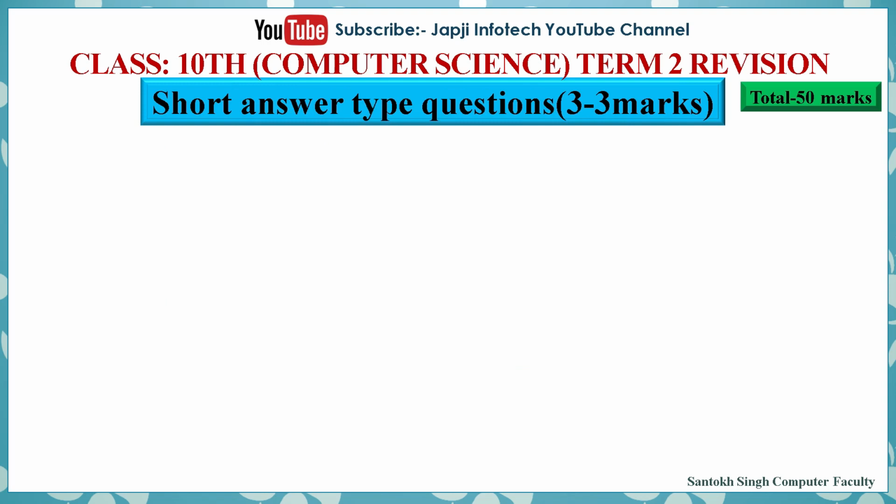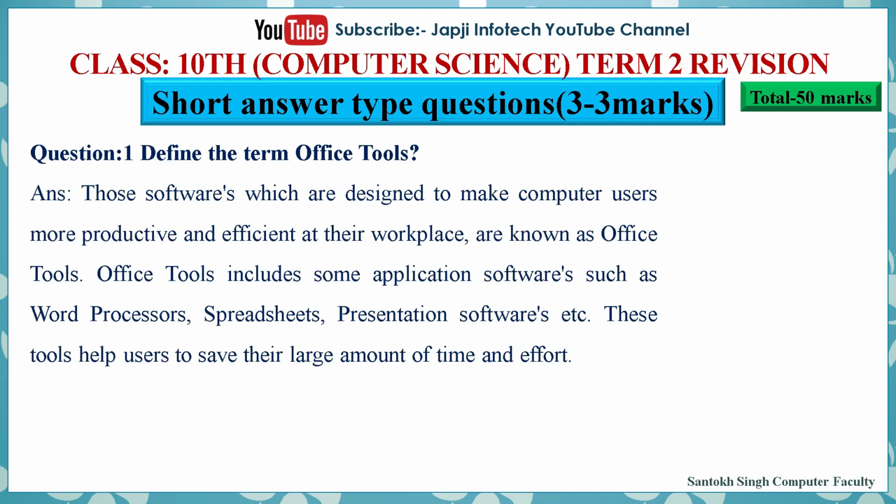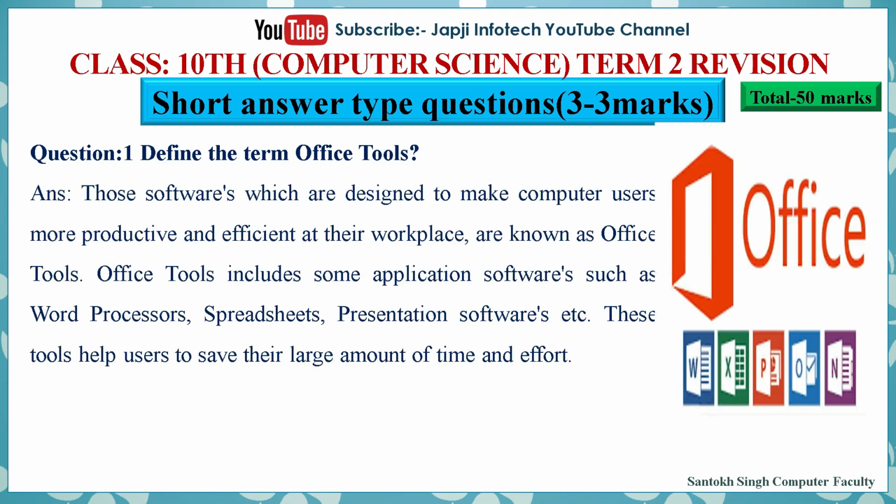So now we will learn about short answer type questions. Each question carries 3 marks. The first one is: define the term office tool. Those software which are designed to make computer users more productive and efficient at their workplace are known as office tools. Office tools include some application software such as word processor, spreadsheet, presentation software, etc. These tools help users to save their large amount of time and effort.